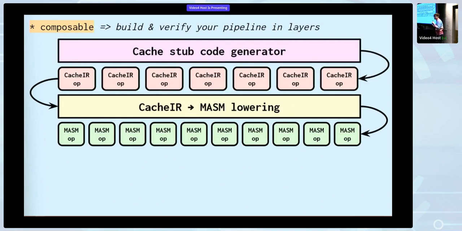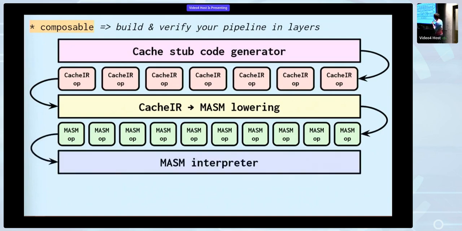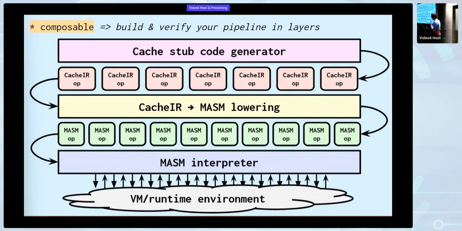On top of that, you can then layer your code that actually spits out CacheIR opcode and hook that up to your CacheIR to MASM lowering. So now you have a CacheIR code generator down to MASM pass. On the bottom there, you can hook up a definition of your MASM interpreter, which talks to your VM runtime environment that you've defined.